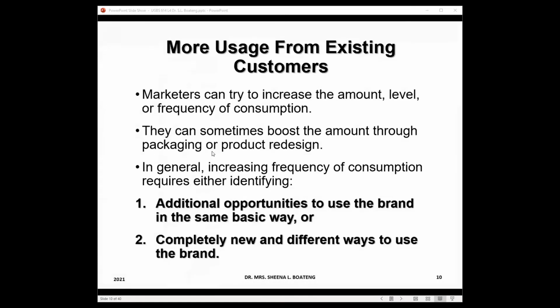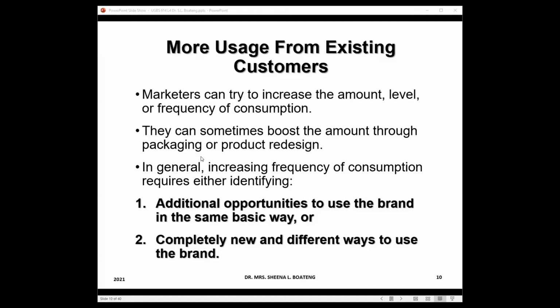Now, alternatively, the firm could find more usage from existing customers for their current products or services. And this is where marketers will try to get the current customers to increase the amount or the level or the frequency of consumption of the current products and services that they offer. Now, to increase the amount of consumption or the frequency of consumption, firms could sometimes use innovative strategies by way of packaging or product redesign.